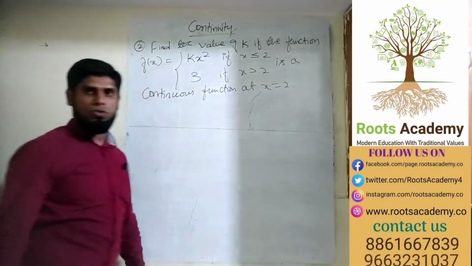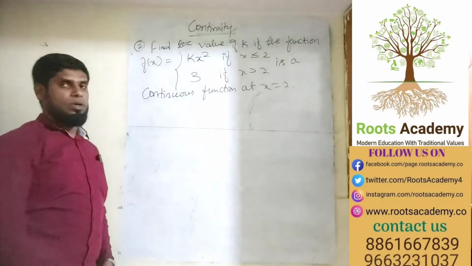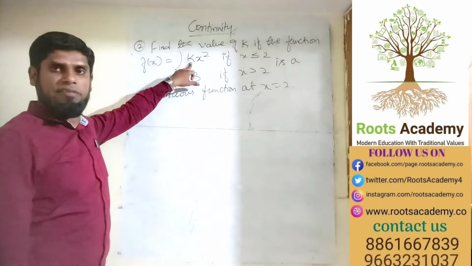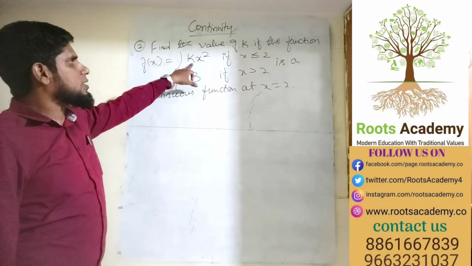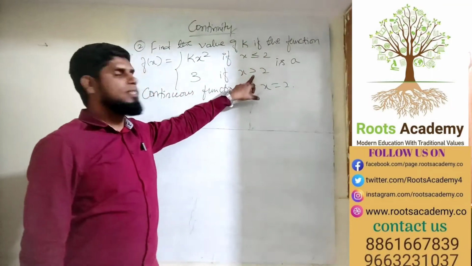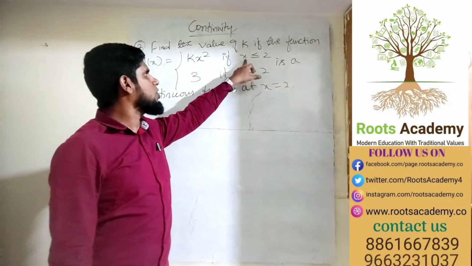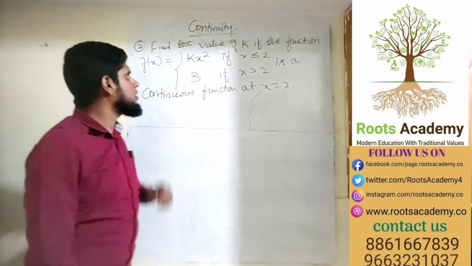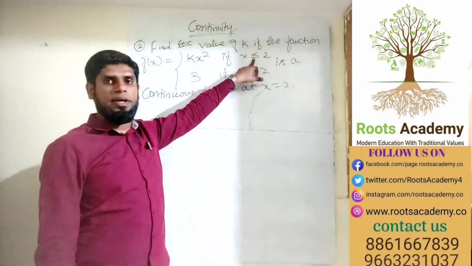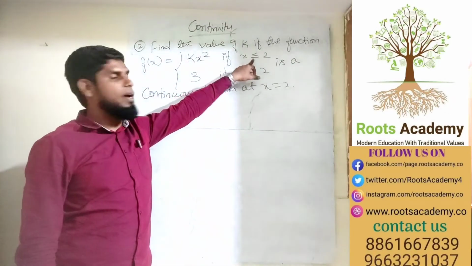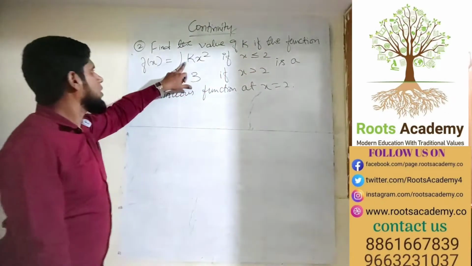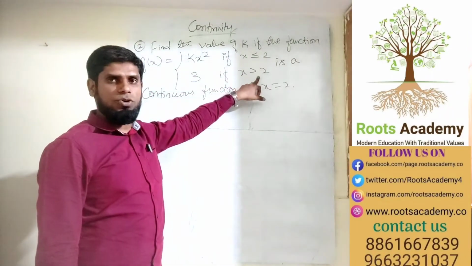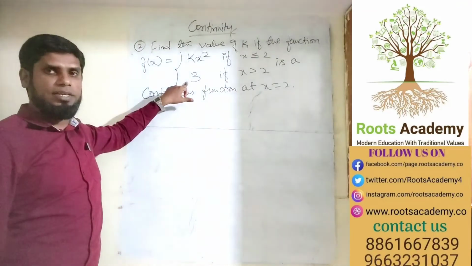At x is equal to 2. In this problem, again he is asking us to find the value of k, and this time he has given less than as well as greater than, and the condition for x is 2. So we have a left hand limit here. The function for the left hand at x equal to 2 is kx square. For the right hand limit at x equal to 2, the function is 3.